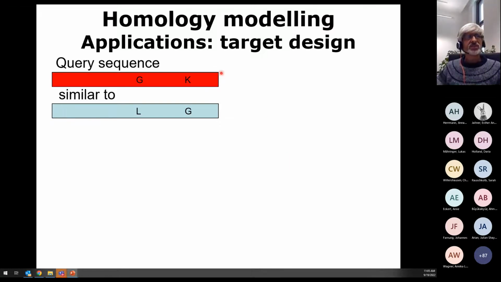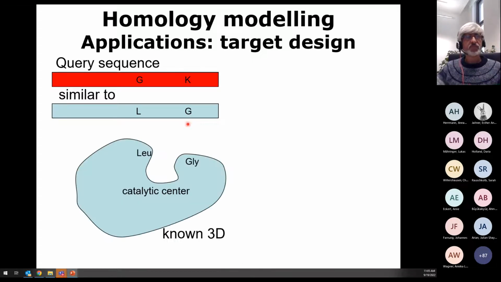So imagine you have this sequence you are working on, which is extremely similar to another sequence, but there are some mutations, of course. So there are many identities, but this glycine is a leucine and this lysine is a glycine in the other protein. But let's say that you don't know the structure of your protein for which you want to design a drug, but you have the structure of the similar protein.